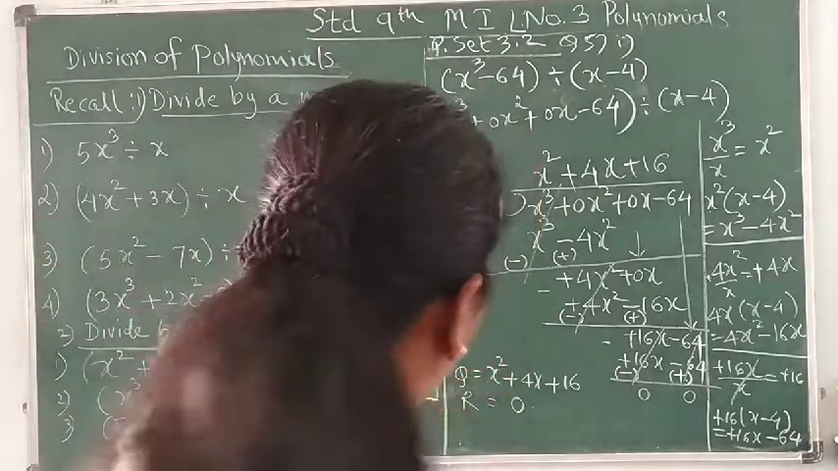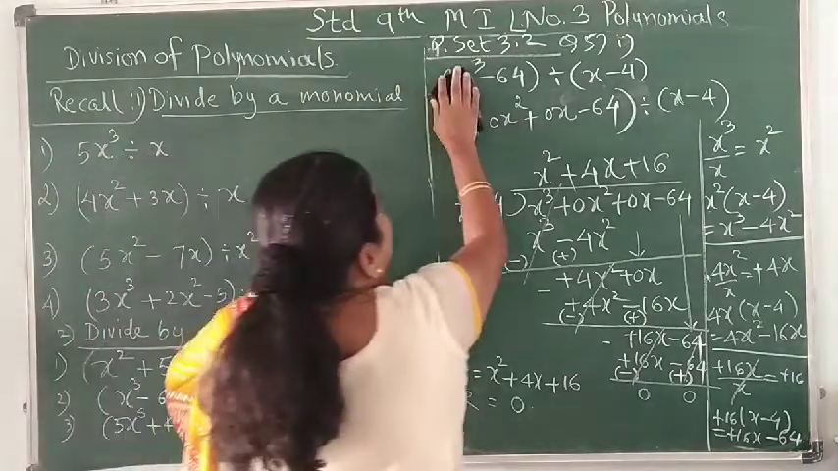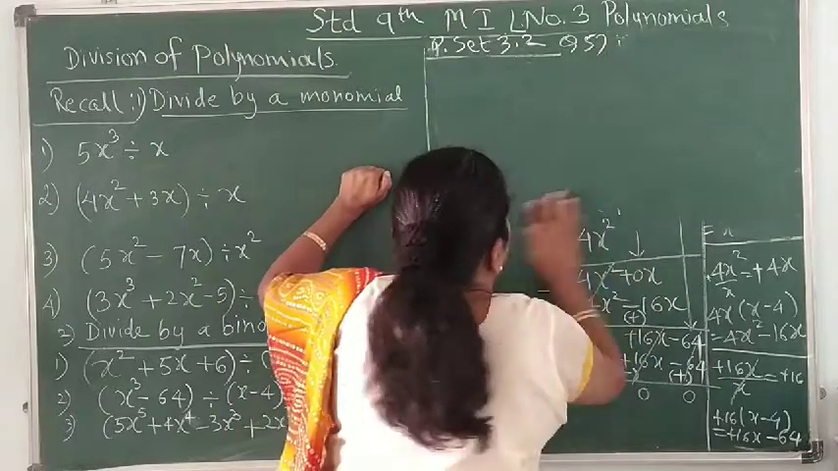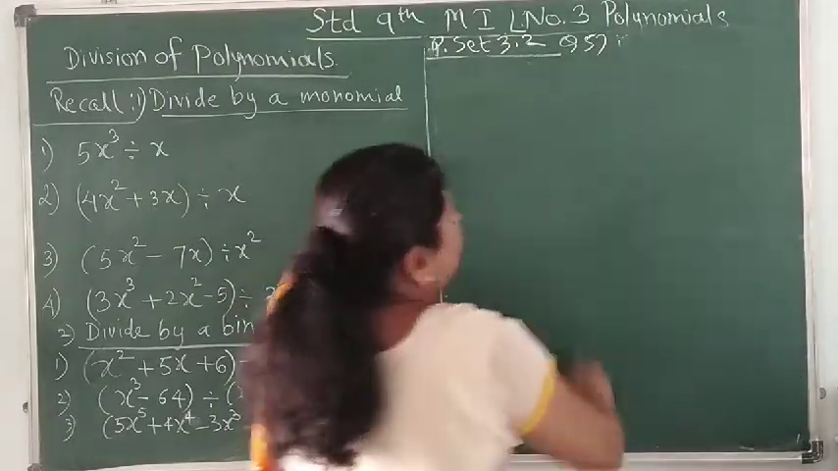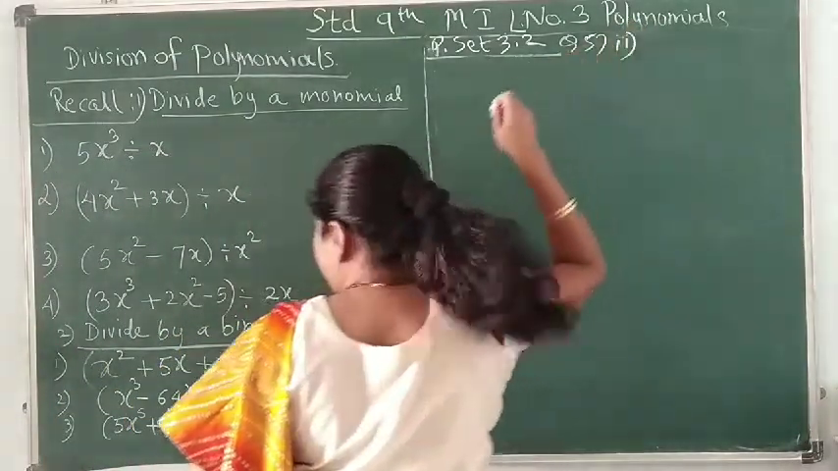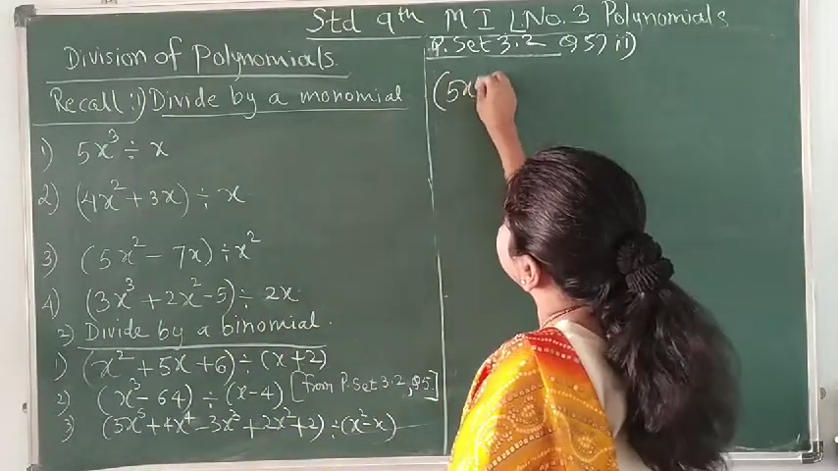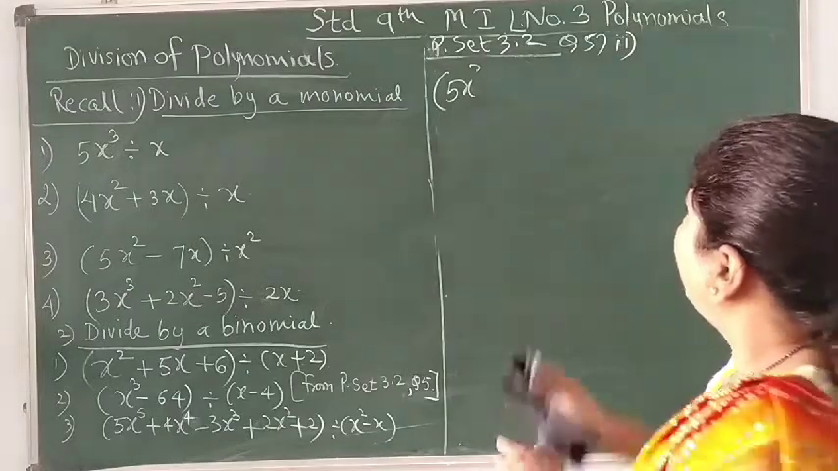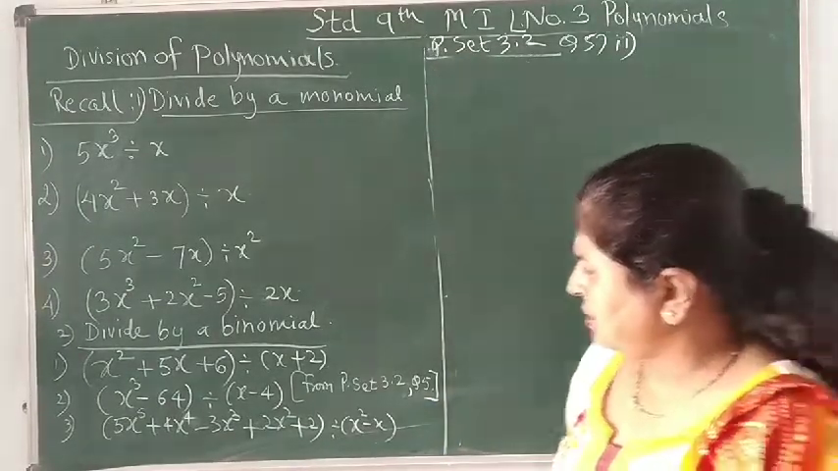Now let's go to the last question. That is question number 5, the second sum. So the second sum is here. What is your dividend? Dividend is 5x cube. I write this. We will check the dividend whether it is in the proper form or not, and we can directly write in the division process. So what is the dividend?